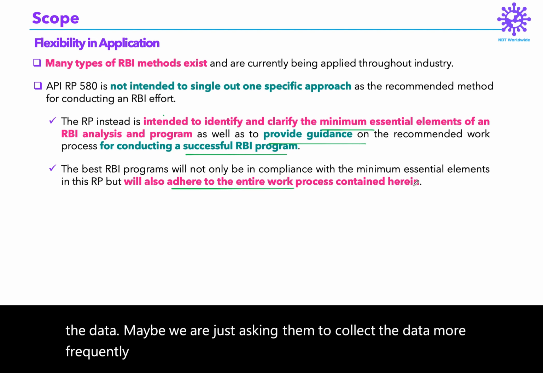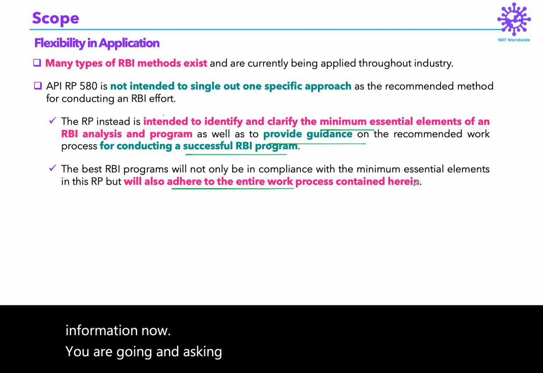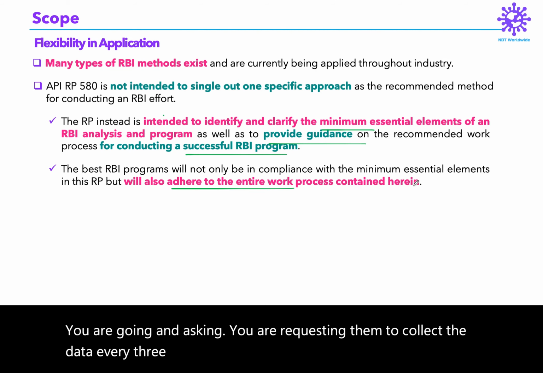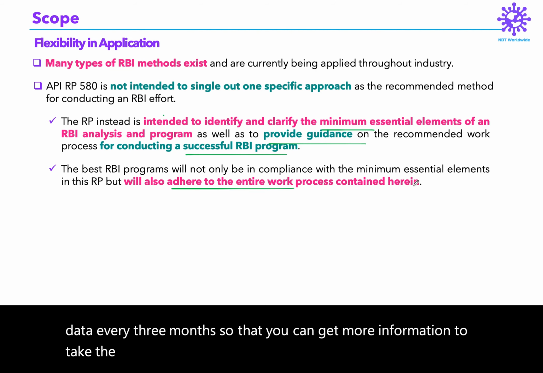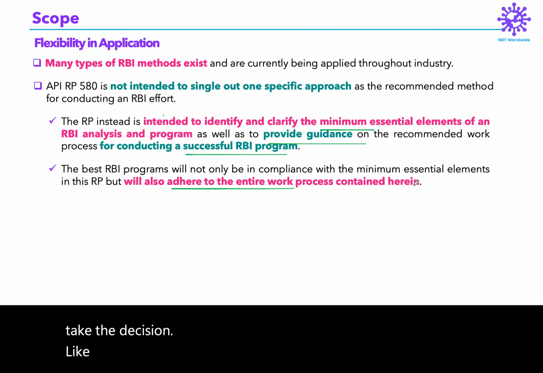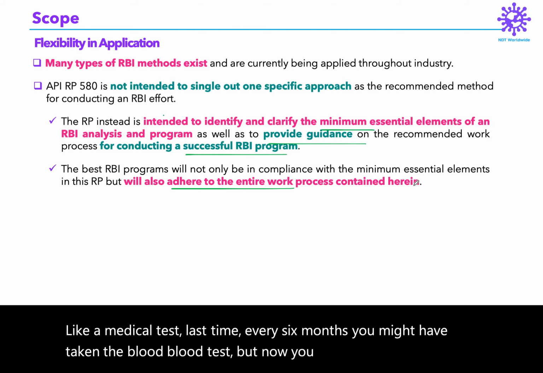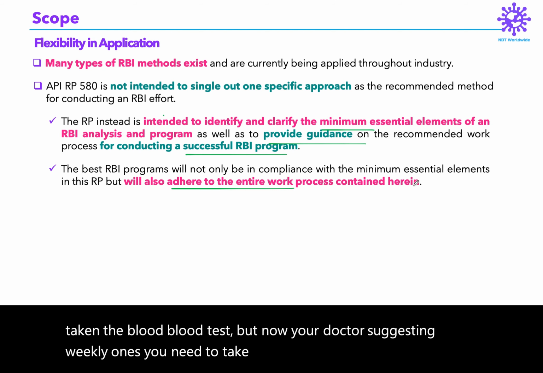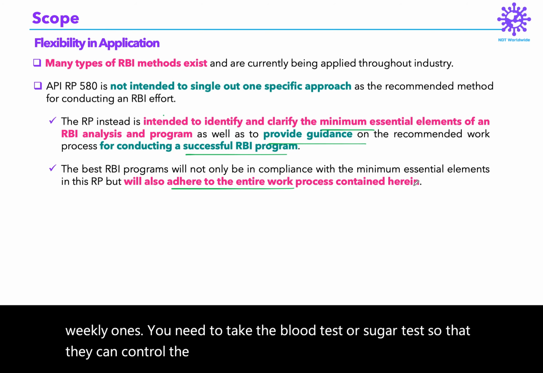Like last time, every 6 months they are collecting the information. Now you are going and requesting them to collect the data every 3 months, so that you can get more information to take the decision, like a medical test. Last time, every 6 months you might have taken the blood test, but now your doctor is suggesting that weekly once you need to take the blood test or sugar test, so that they can control things in advance.